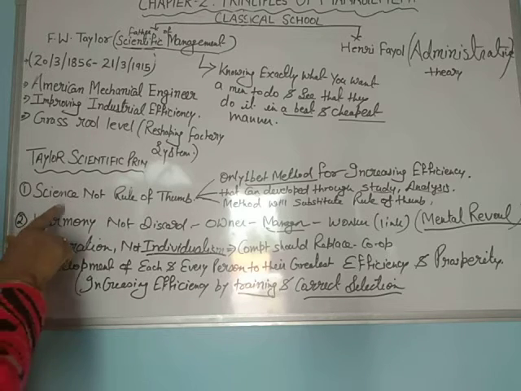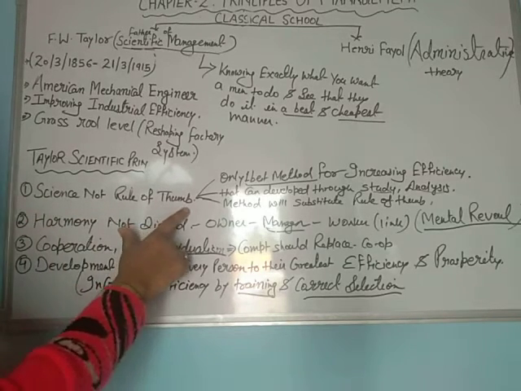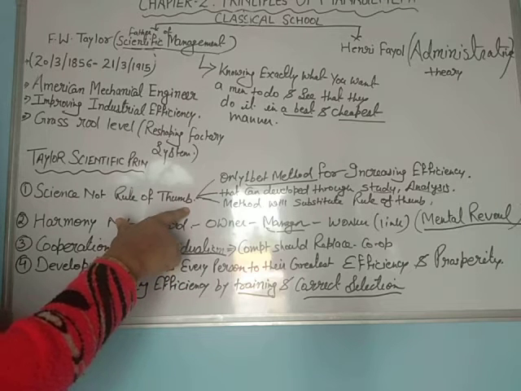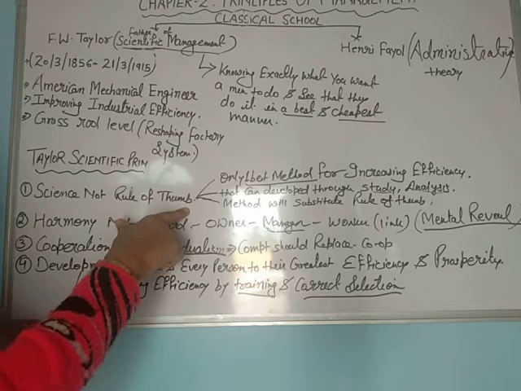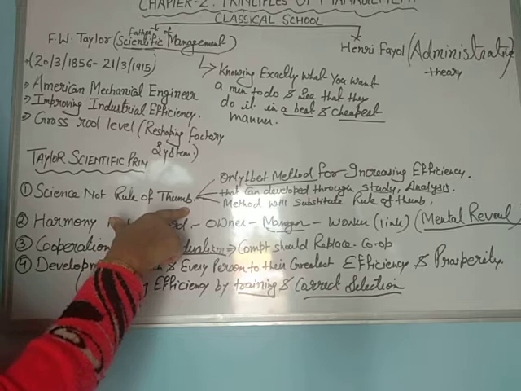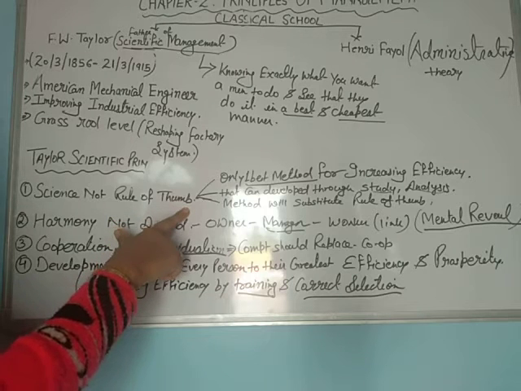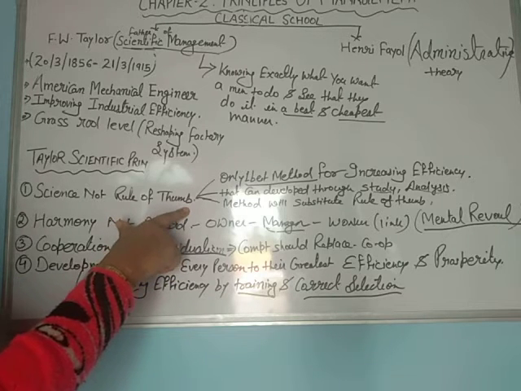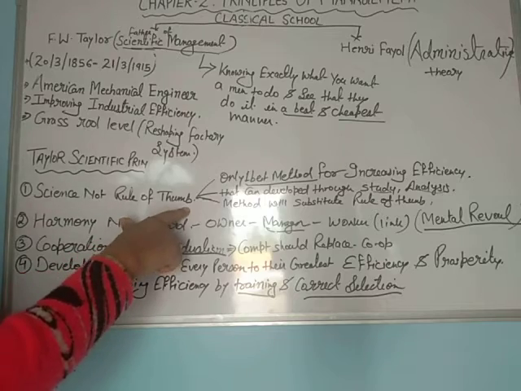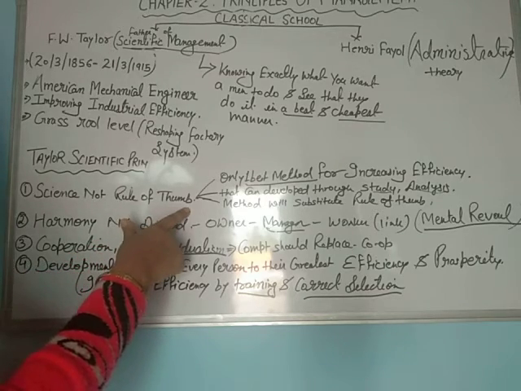These principles are: science, not rule of thumb. The first says that there is only one best method for doing any work, and this best method is developed after study, analysis and experimentation. So that best method should replace the rule of thumb.